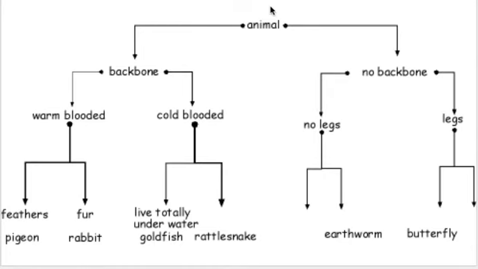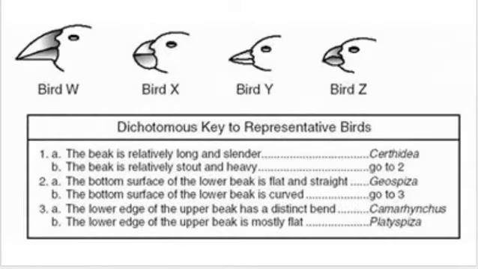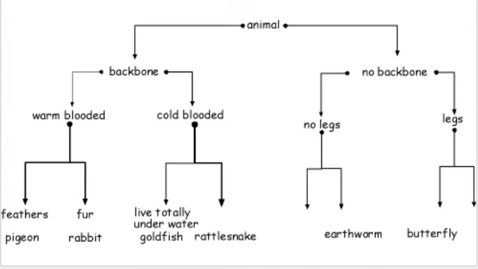So here's another example of a dichotomous key, and this is how we would want to split a dichotomous key up. You would have all of your animals here, and then you want to split it into two big groups. So here they did backbone and no backbone. And then you want to split those groups into smaller groups. So they went warm-blooded and cold-blooded, and then on the other side they split that group up into no legs and legs. And then you want to keep splitting it up until the different animals are very, very obviously found.